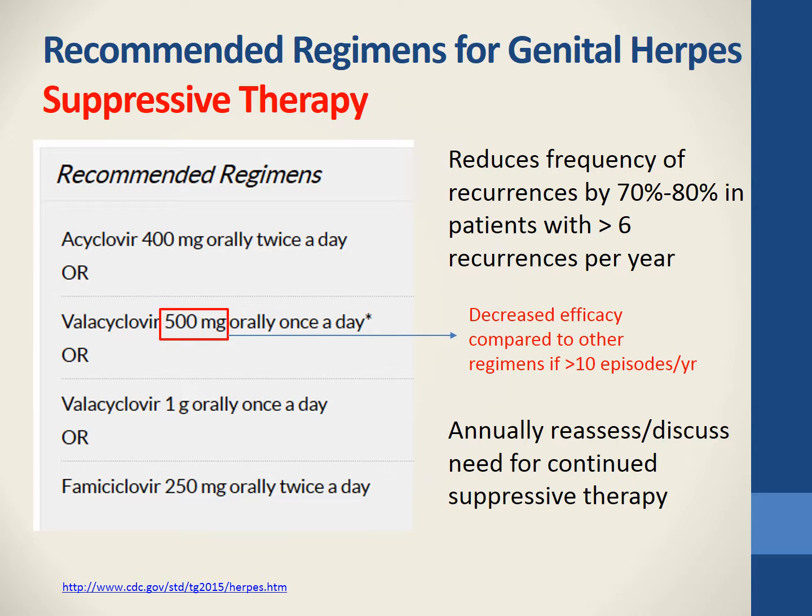Annually, patients who are on suppressive therapy should be reevaluated and you should discuss the need for continued suppressive therapy. They may have a trial off therapy because of the risk of the virus becoming resistant, as well as the hope that we can wean them off therapy and not have them exposed to this drug.